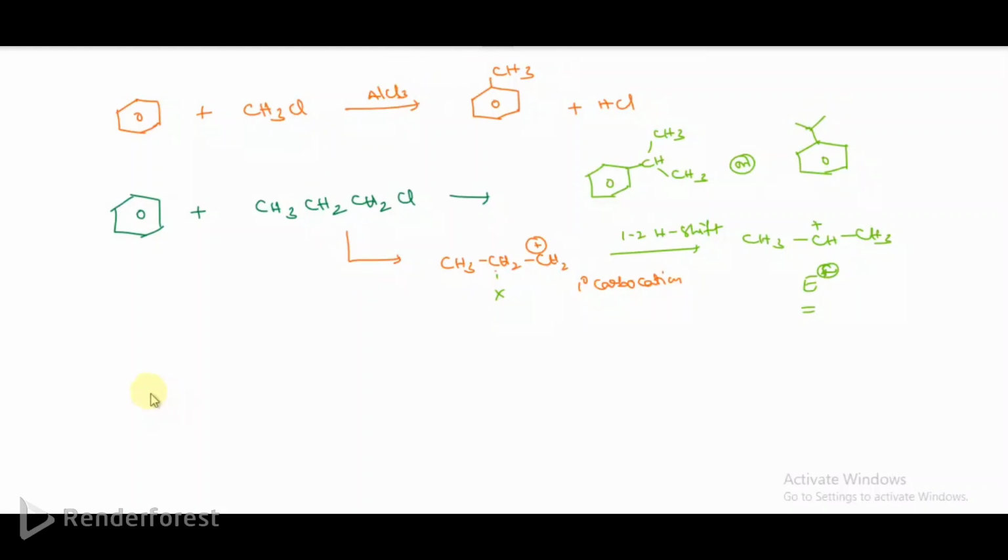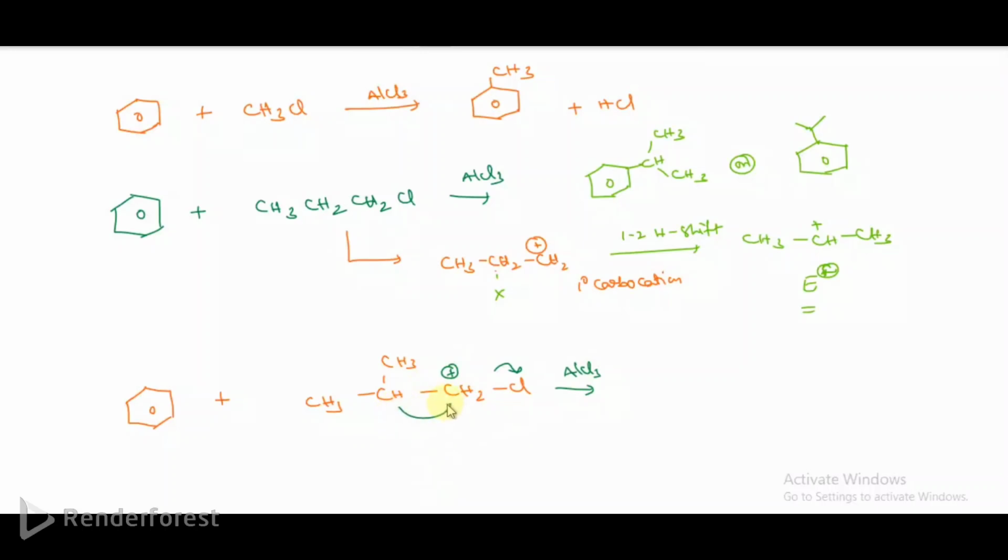Let us see one more example. Now it is the benzene. Let's take CH3, CH, CH3, bond CH2Cl. Now is there a possibility of rearrangement, right? Here the Cl is removed in the presence of AlCl3. Now the carbocation is formed.